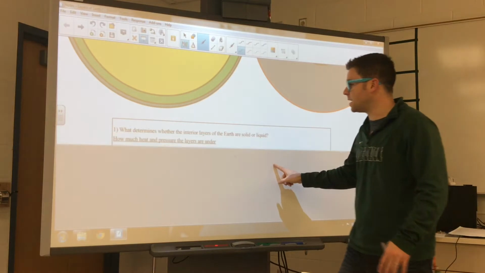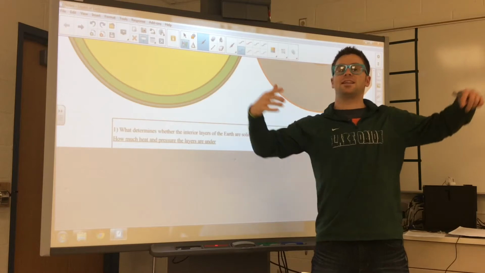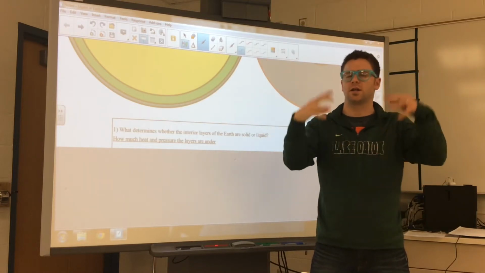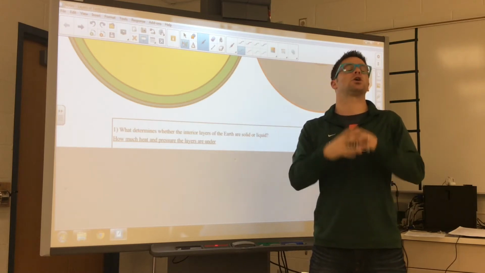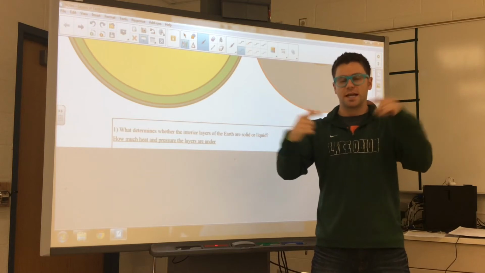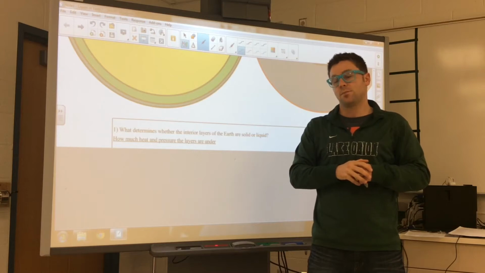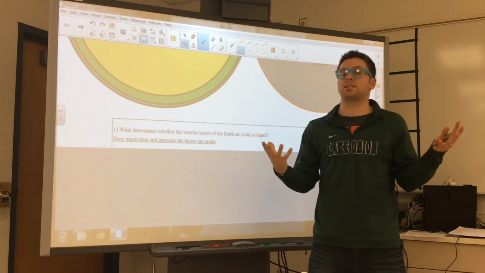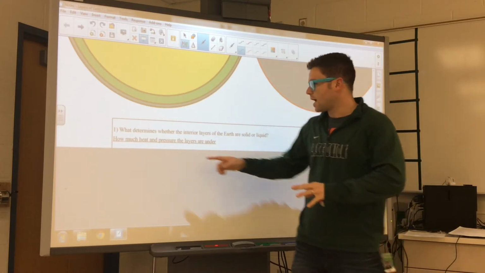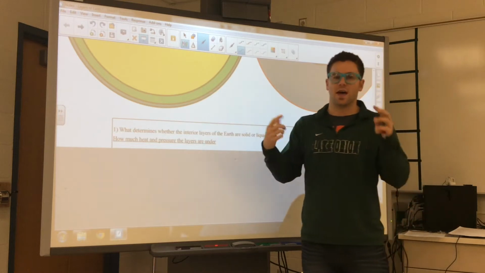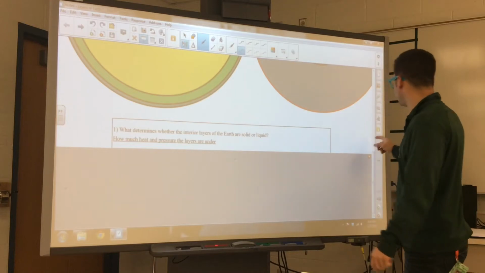Right? If it's hot enough, it's going to melt. But if it has so intense pressure, it may turn it back into a solid. That's why the inner core is a solid, because there is so much pressure pushing down on that material that it condenses it back into a solid, okay? But then when we get to the outer core, there's still a massive amount of heat, but the pressure is less than the inner core, and therefore it's a liquid, right? So it's the heat and pressure that the layers are under that causes what's to be a solid, what's to be a liquid, okay?